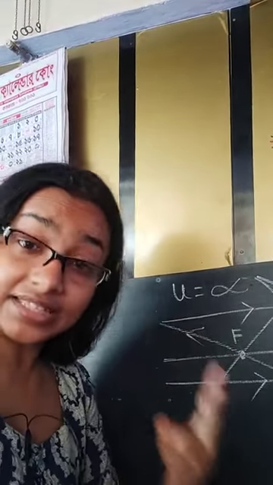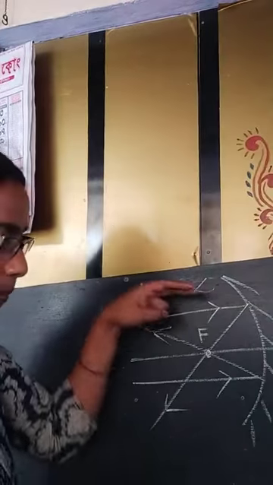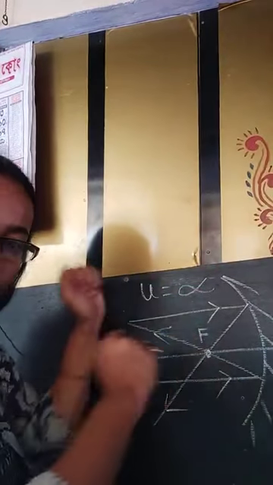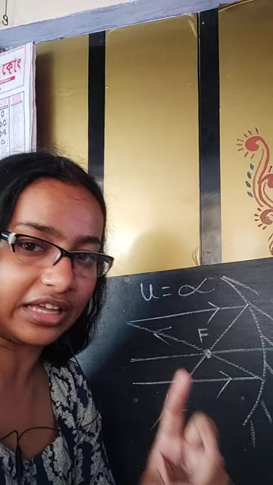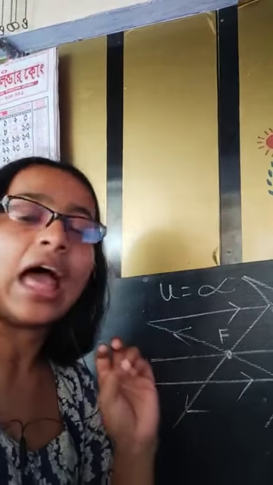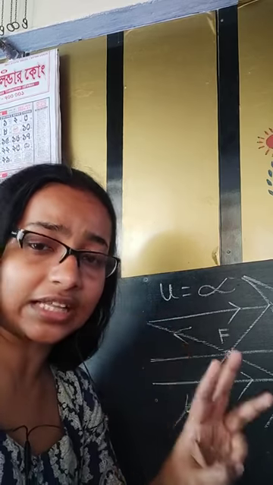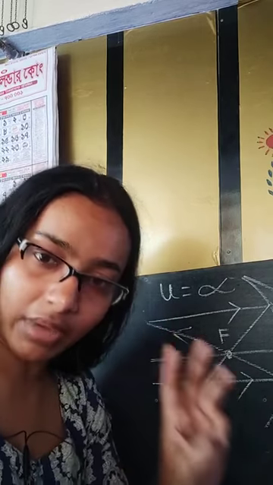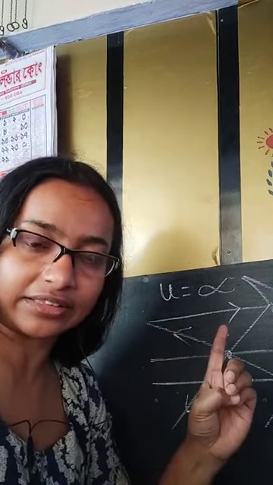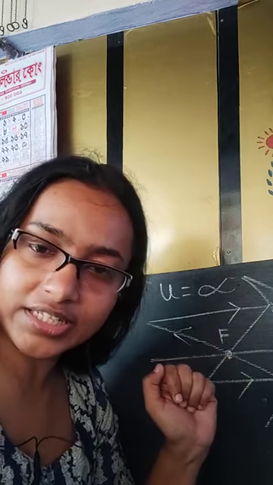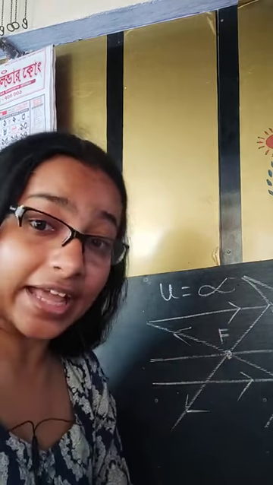Next, as the rays meet at a particular point, the image is real, as well as inverted. So these are the three characteristics of the image if the object is placed at infinity. Hopefully it is clear. This is the first case. Next case.